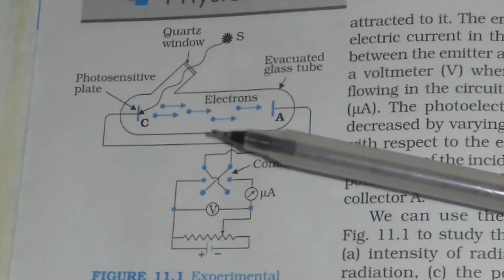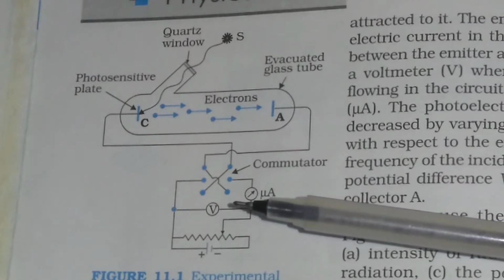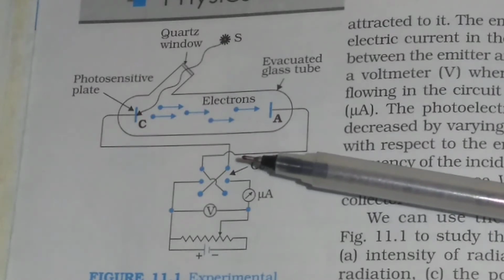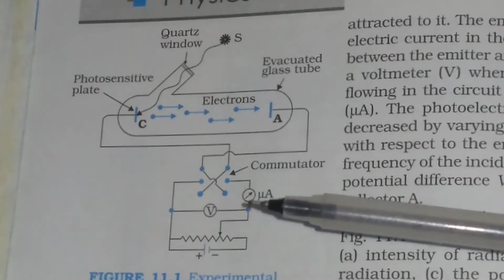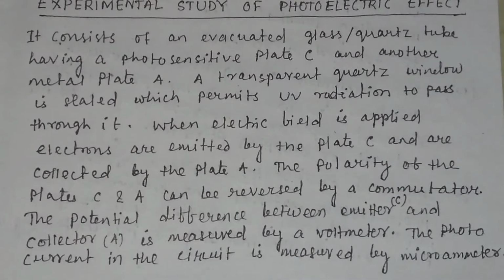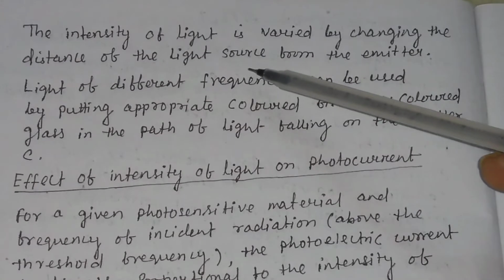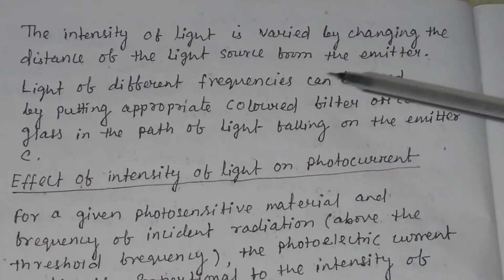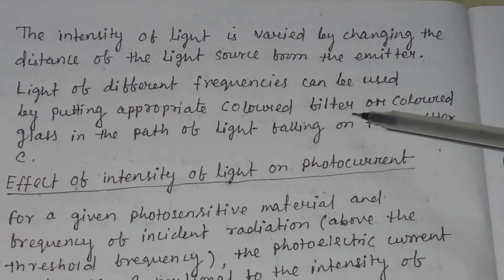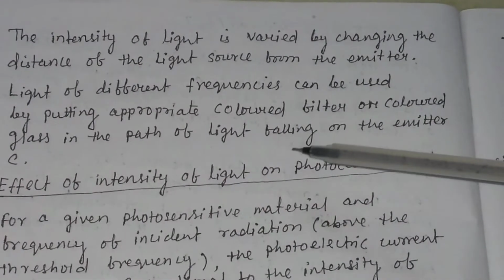The potential difference between emitter and collector is measured by this voltmeter, which is connected in parallel, and the photocurrent is measured by means of this microammeter, which is connected in series. The intensity of light is varied by changing the distance of the light source from the emitter, and light of different frequencies can be used by putting an appropriate colored filter or colored glass in the path of light falling on the emitter C.